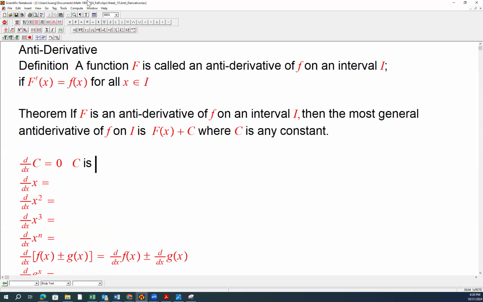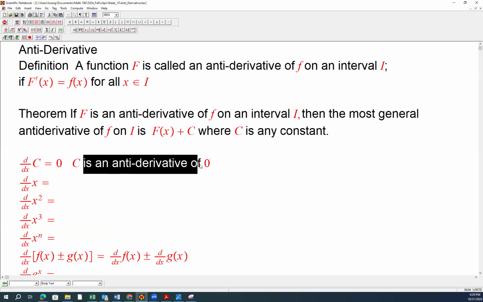is an antiderivative of 0. Capital C is the antiderivative of 0. And since C can be any constant, any constant is an antiderivative of 0.